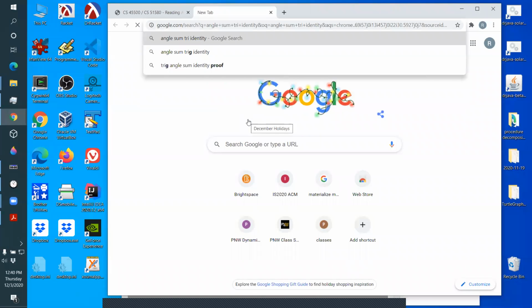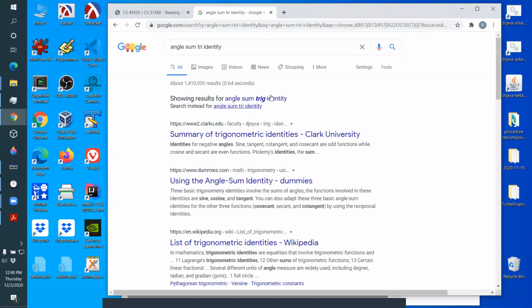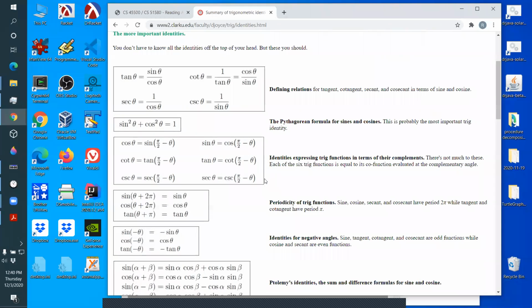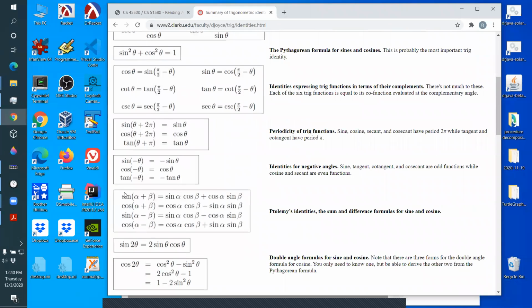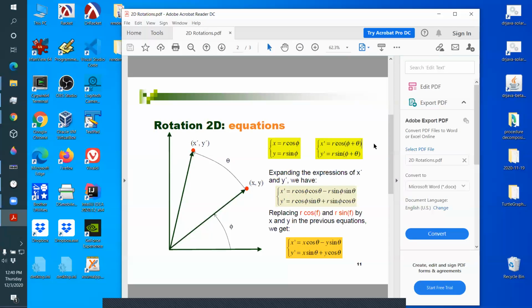The angle sum trig identity. See if we can find a nice place. This one here. The sine of alpha plus beta and the cosine of alpha plus beta. You take those two formulas, those two trig identities, you apply them here, and you get the formula we want. Then you're done.